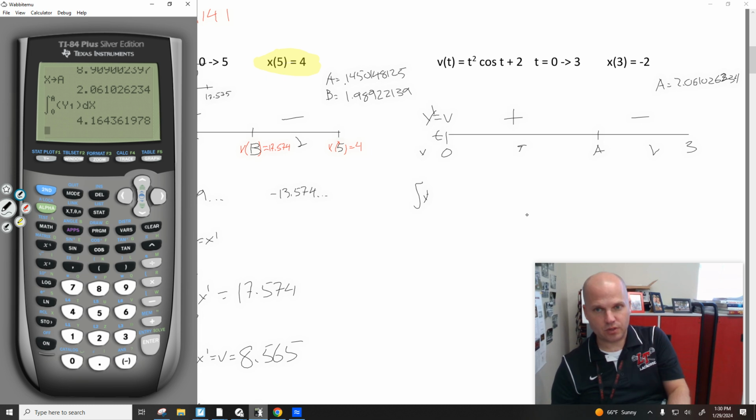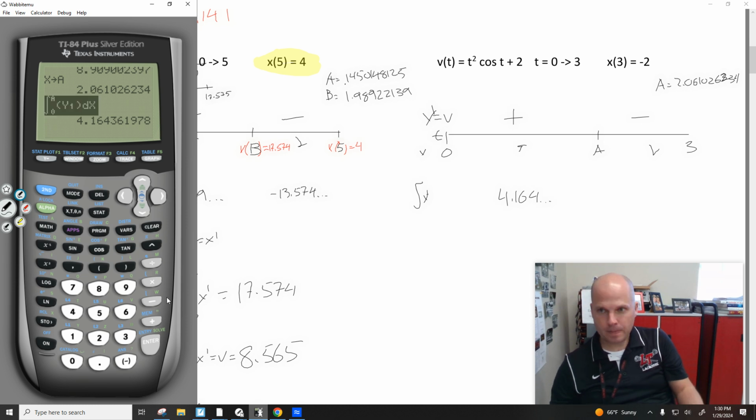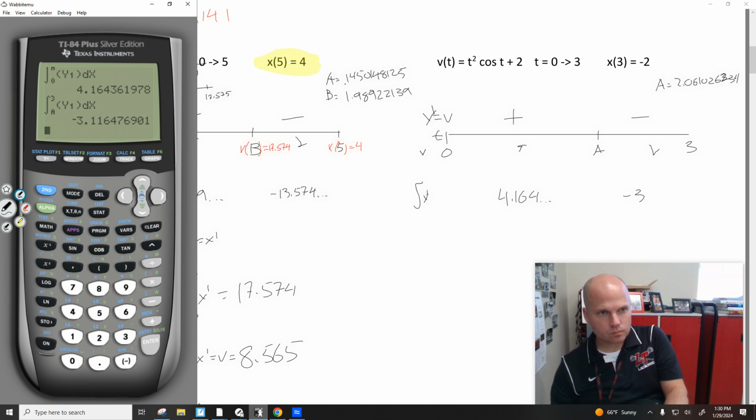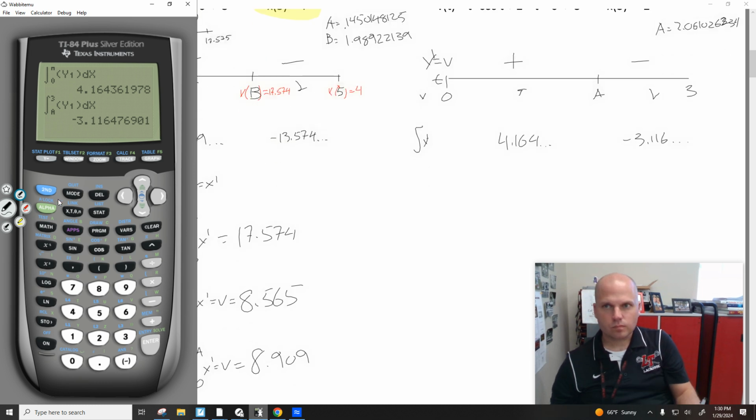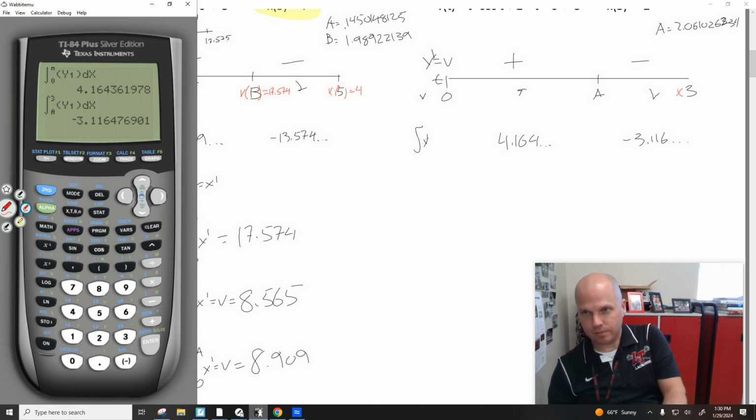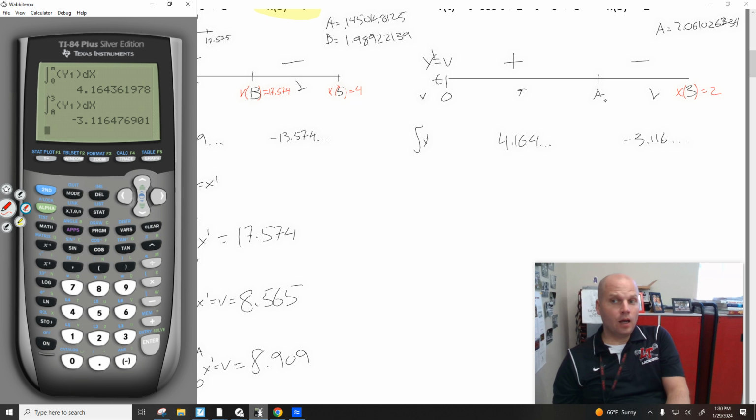It's so easy to do in your calculator. It's the one thing where it's actually easier in your calculator than on Desmos. A to 3. I end at a position of 2 at time 3. I've gone to the left to get there. I must be coming from 5.116.